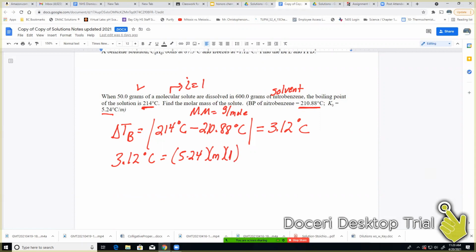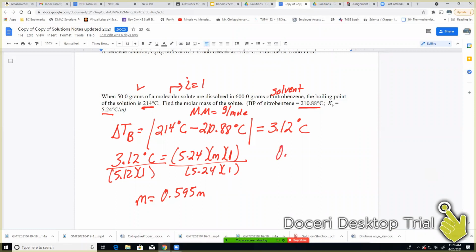So when I do my math, divide by 5.24 times 1, I get that my little m is equal to 0.595 molal. All right, so that's what I have now. So now we go back to our lessons earlier with molal.